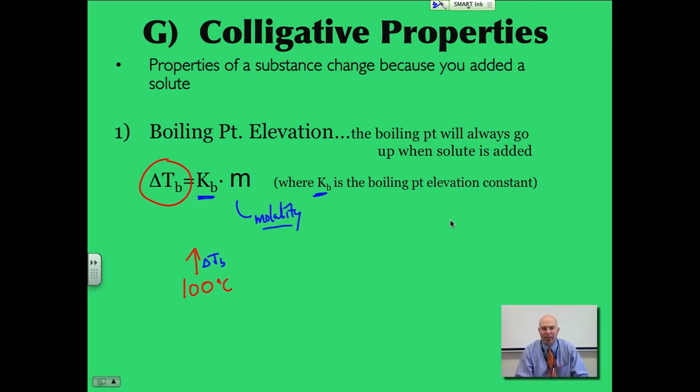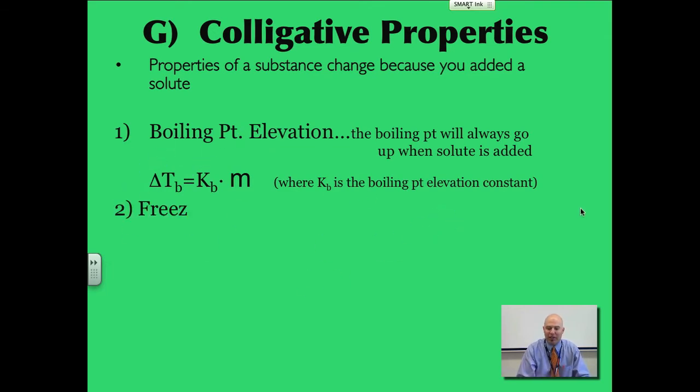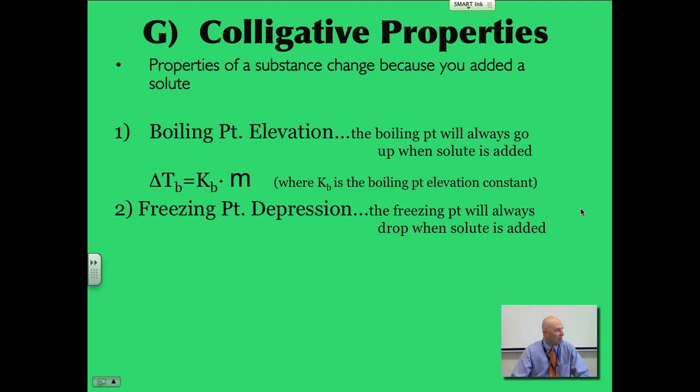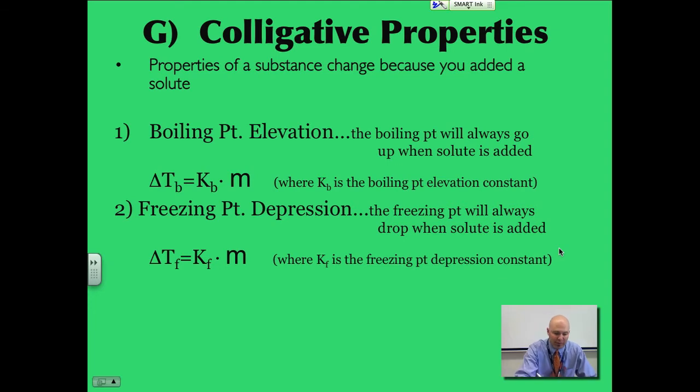So obviously the higher the concentration, or in other words, the higher the molality, when you multiply it by a constant, you're going to get a higher elevation in boiling point. All right, so that's your boiling point elevation. Another colligative property is freezing point depression. Same deal, same formula pretty much, except the freezing point always depresses. It always drops when you add a solute to a solvent. And again, the Kf is the freezing point depression constant.